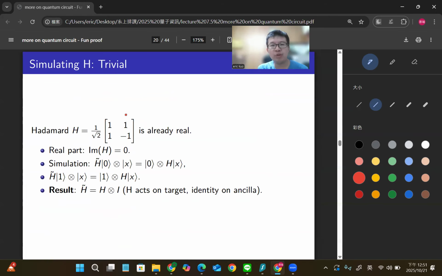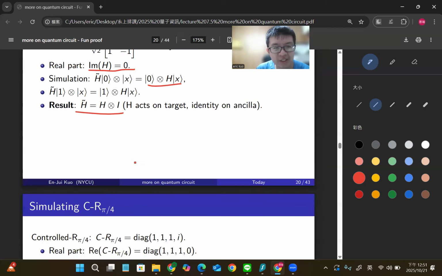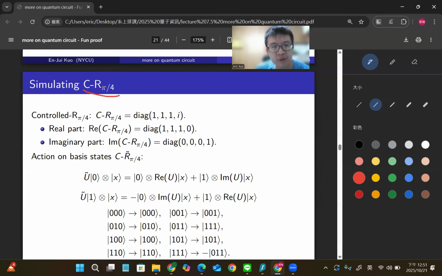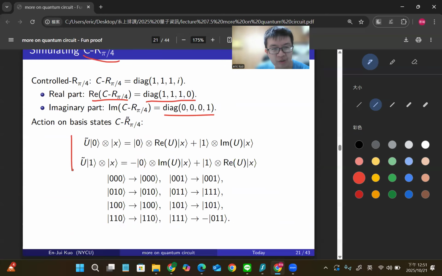So for example, I want to use the real method to simulate a real gate to simulate Hadamard. But this is simple because the imaginary part of Hadamard is 0, right? So it's fine. When x acts on 0x, it becomes 0 and x acting on x. When it's 1, just 1 tensor H, because we only care about the real part, so it's fine. Okay, so the result is basically a tensor with extra qubits. The interesting one is simulating pi over 4. So the real part is 1, 1, 1, 0, right? And the imaginary part is 0, 0, 0, 1. Okay, so now we can apply this formula.